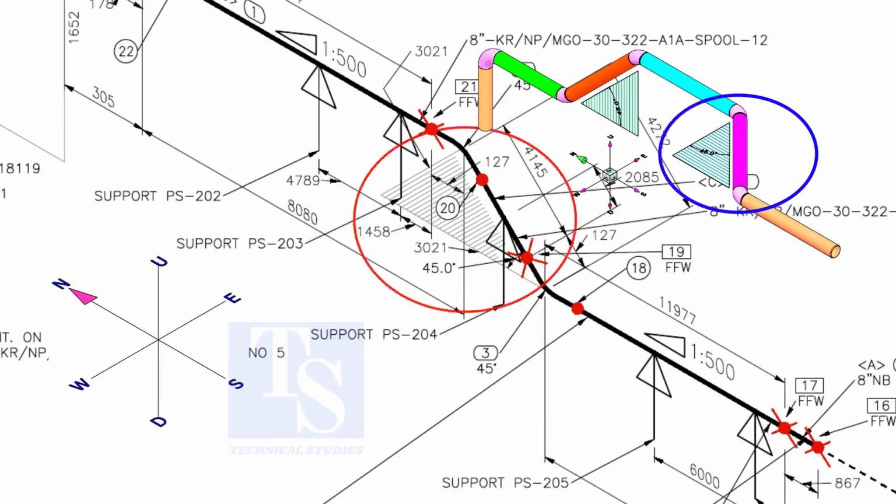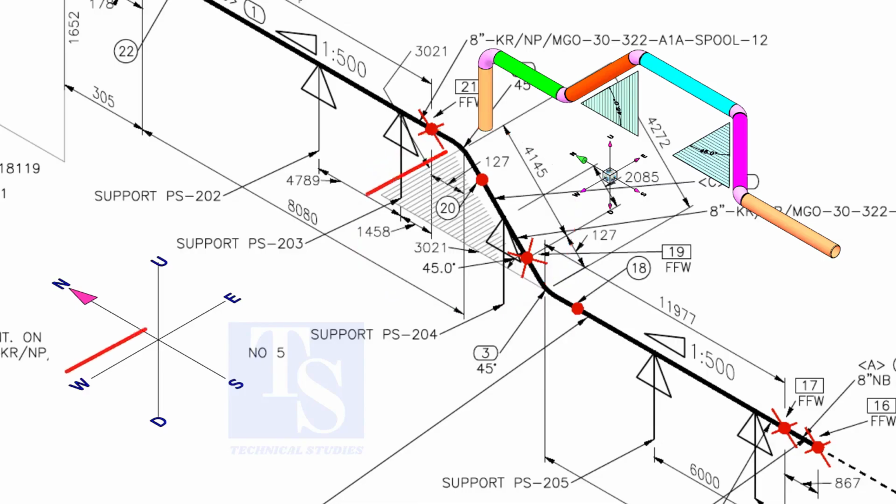Here, the shade is horizontal. Means the pipe is rolled horizontally. As the pipe goes to the south, it turns 45 degrees to the west. Means the rotation of the pipe is southwest. Check the degree of the elbow.